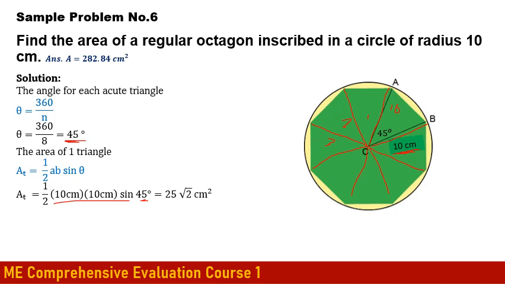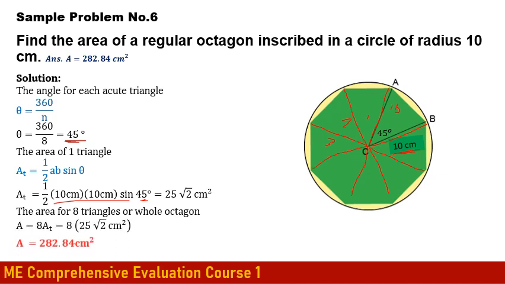So now that we have the area of a triangle, we can get the area of the whole regular octagon by multiplying it by 8, since what we got here is just for one triangle, and we have 8 triangles, so we have to multiply 8 to the area of each triangle. So the area of this regular octagon is equal to 282.84 square centimeter.